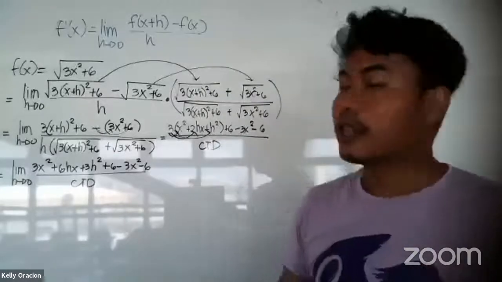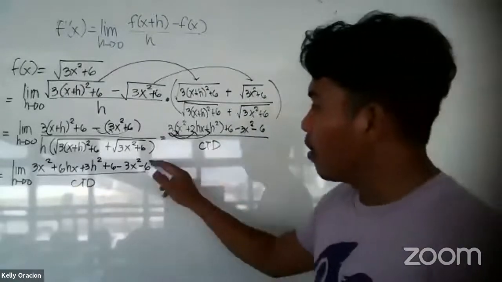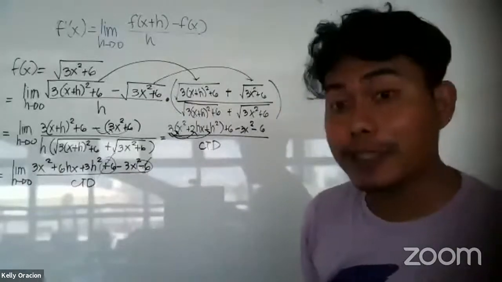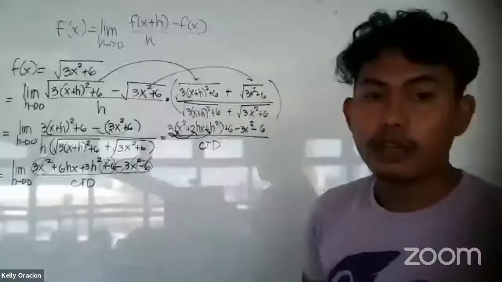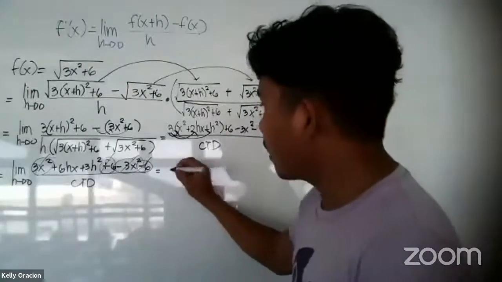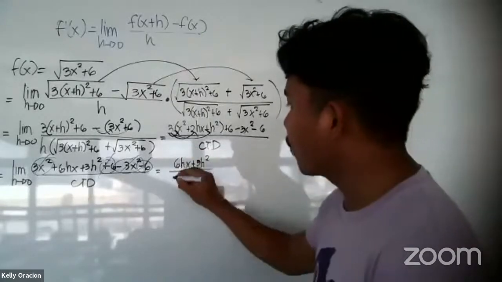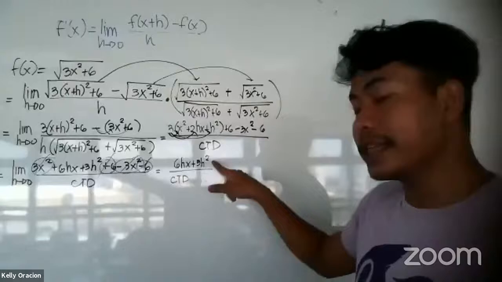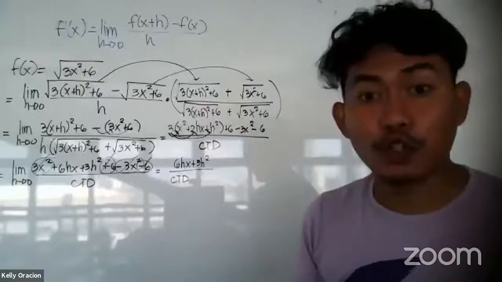Balik nyo na yung original na denominator. So in this situation, the negative 6 and the positive 6 will turn 0. Positive 6 minus 6 is 0. The negative 3x squared and the positive 3x squared, 0. Right? So, anong naiwan? Ang naiwan, you have 6hx plus 3h squared over the denominator.